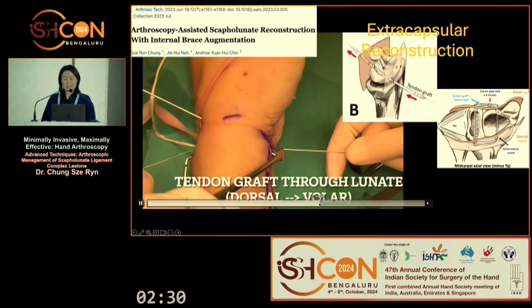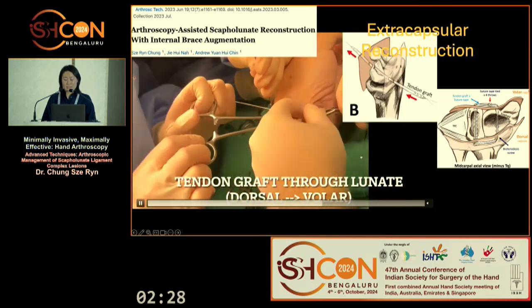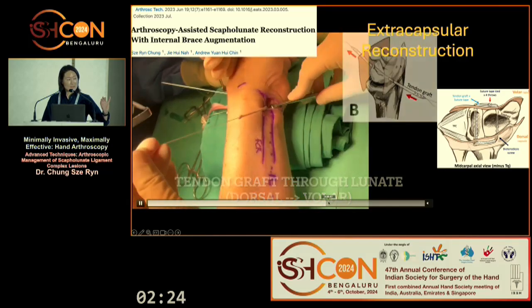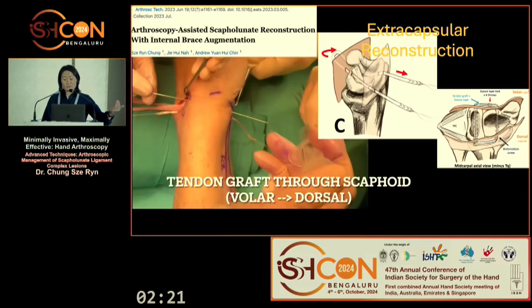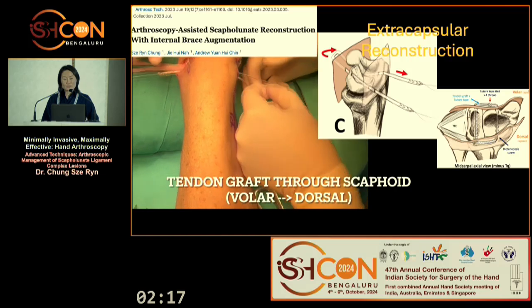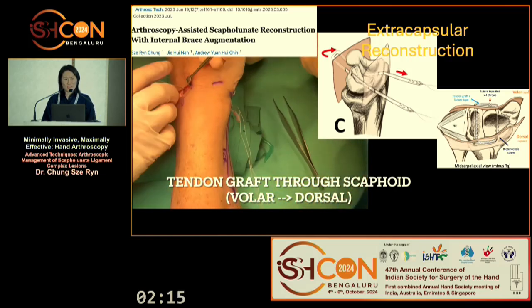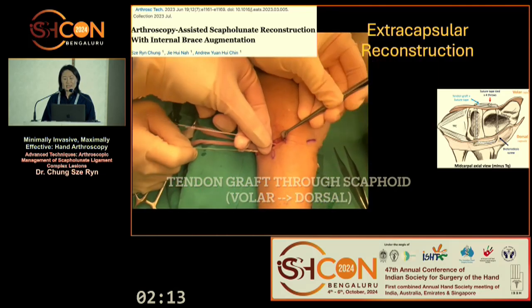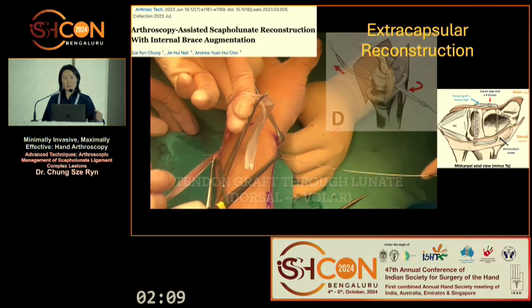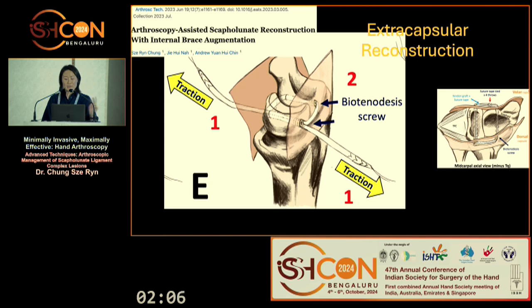We then pass the tendon on the lunate bone from dorsal to volar direction. And then the tendon graft goes through the scaphoid from volar to dorsal direction. So essentially recreating this box reconstruction concept. And then the tendon is then moved again from dorsal to volar direction. That's why the lunate bone is 3 millimeter, allowing passage of the tendon two times, the tendon passing through both times.